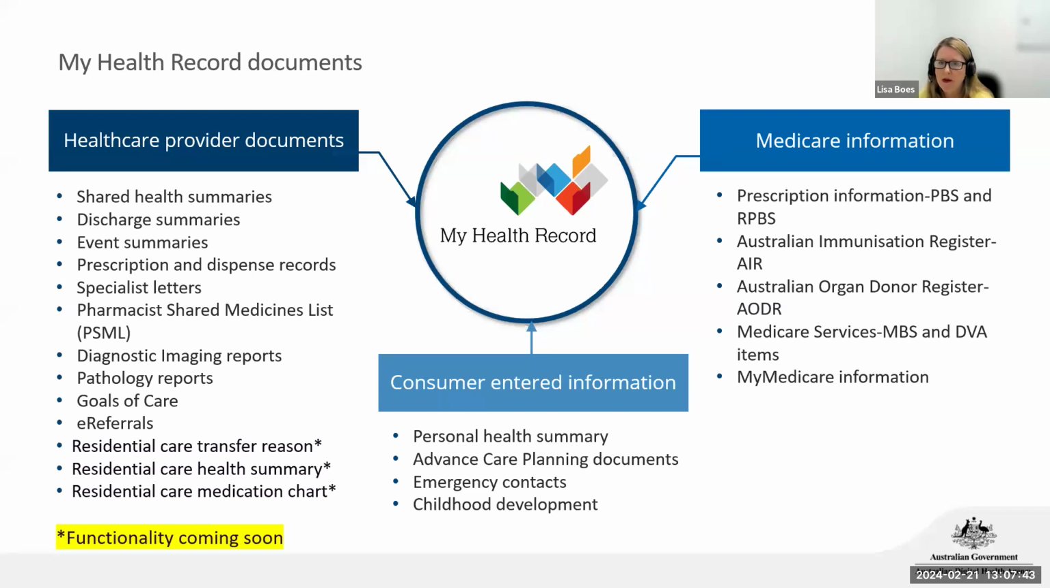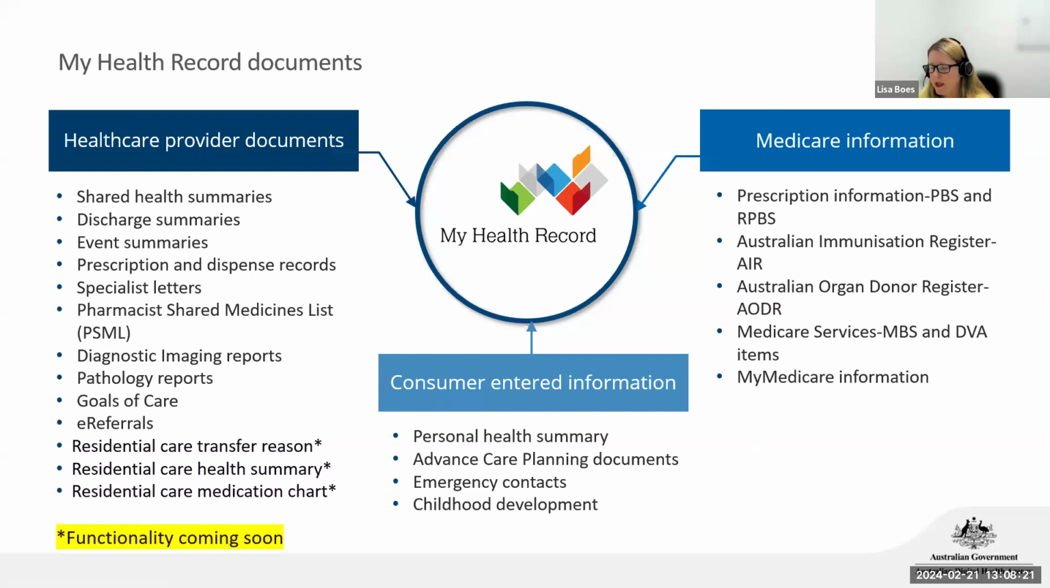letters. There are also Medicare sourced information, which includes Medicare benefits and Department of Veteran Affairs item numbers, pharmaceutical benefits scheme claims, Australian immunisation register data, information recorded on the Australian Organ Donor Registry, and My Medicare information. And then lastly, there is consumer entered data, such as personal health summaries and advanced care planning documents. And at the bottom of this slide, you'll notice some new functionality, which is coming soon, that's specifically designed for use by residential aged care facilities.